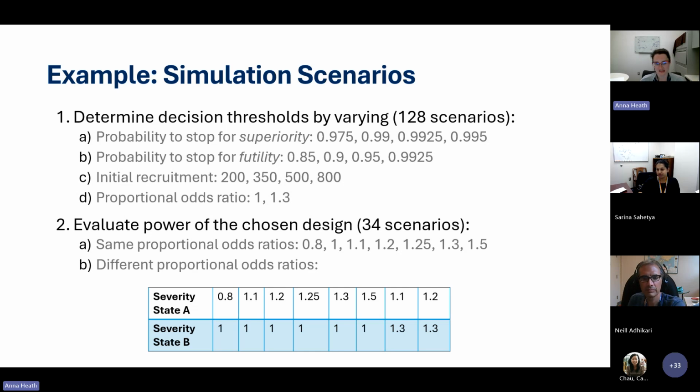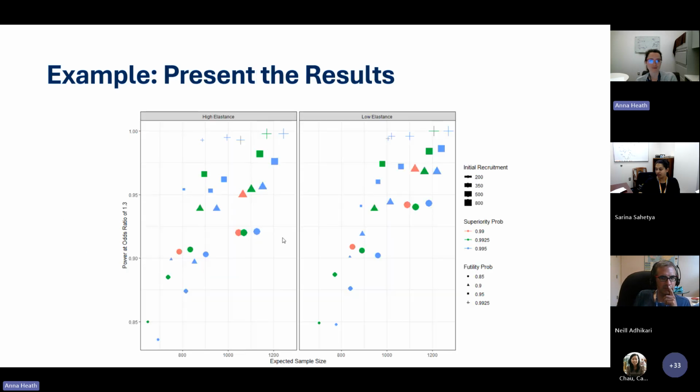just again to see if the effect was smaller than we were anticipating, how likely is it that we would conclude efficacy. And then the other thing that we wanted to compare was settings where the 2 severity states actually differed from each other, and how likely was it that you would conclude superiority for the severity state that was superior when the other one remained neutral. So this was 34 different scenarios. Again, a big simulation burden.